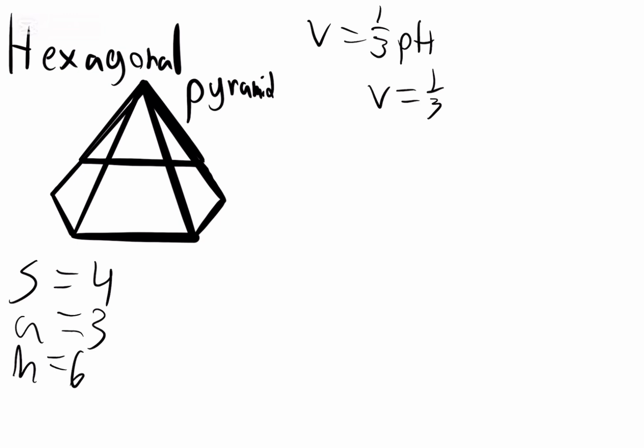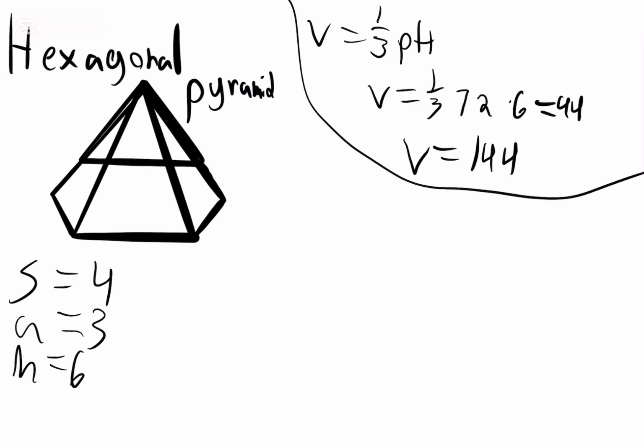So using this, we will do 72 times 6 equals 44. And our volume would be 144. This is how you find the volume. Now we'll do surface area.